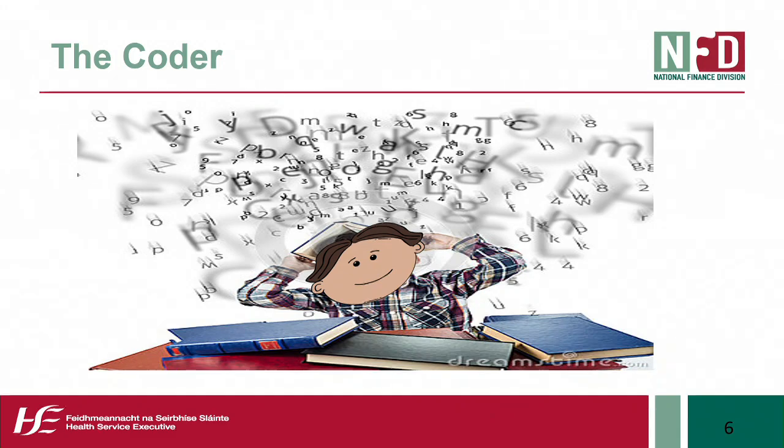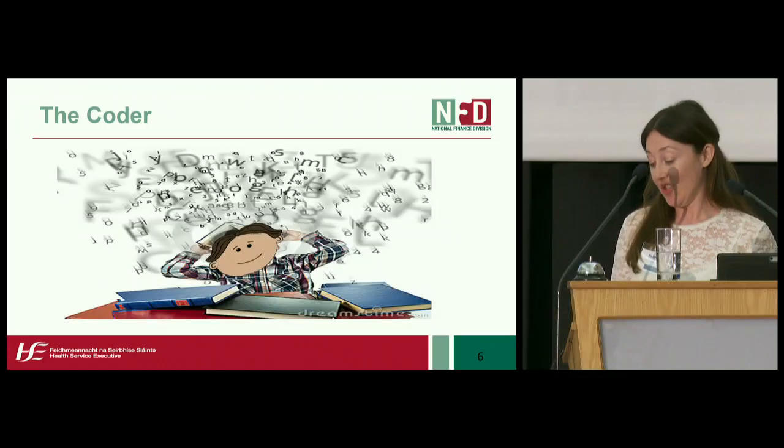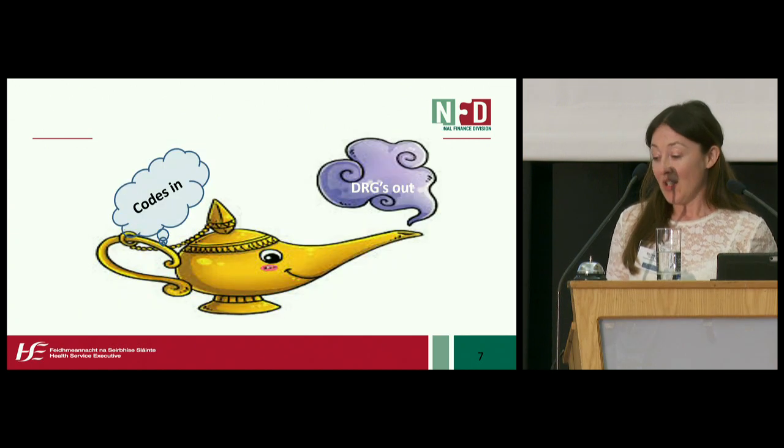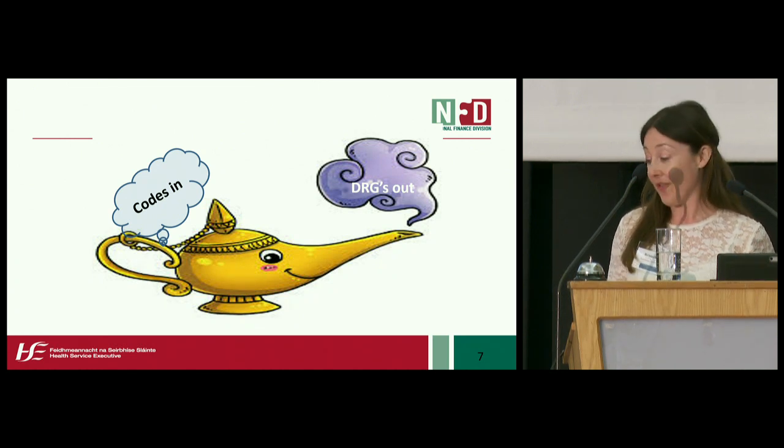Now I'm just going to stop it there because this part isn't relevant to this country. As most of you know, the coder goes through the medical record and translates medical terminology into numeric form. So all of these codes go into a grouper system and magically come out as DRGs, but there's a complex process involved for this to happen.